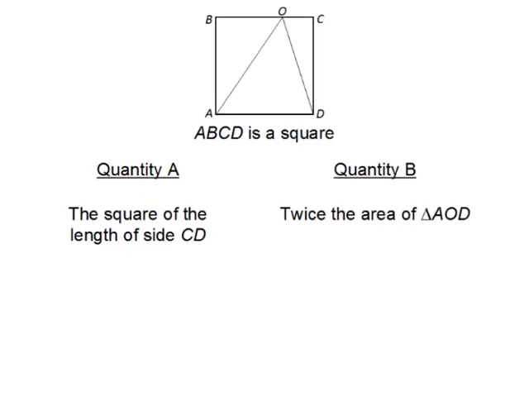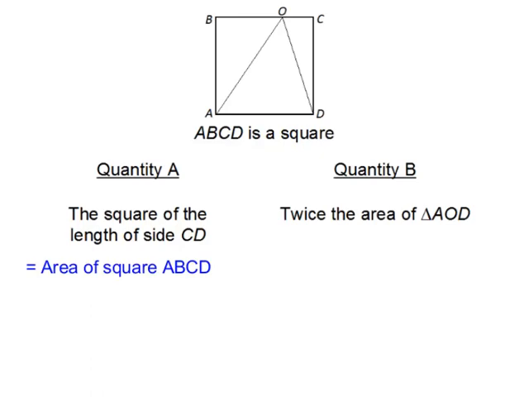If ABCD is a square, we know all 4 sides are the same, and that makes quantity A an easy one to start with. The square of the length of side CD, it's basically the square of the side of the square, which is the definition of the area of a square.